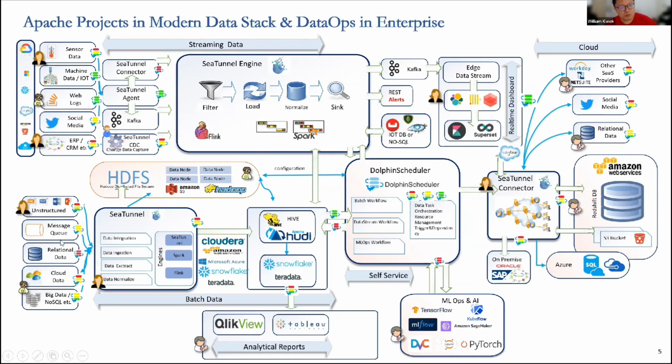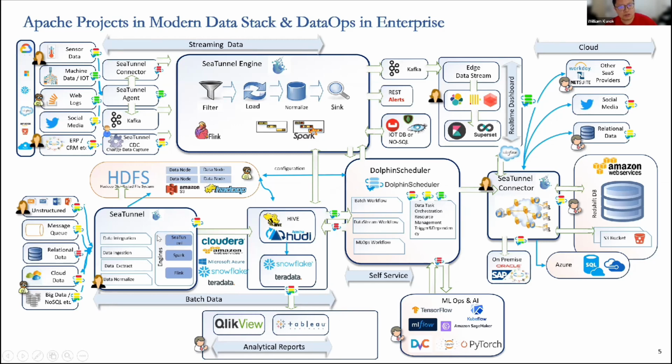And the other way we call batch data. Batch data will be generated from unstructured data, like files or message queues, or relational data, or cloud data, or some NoSQL data, big data systems. And you can use SeaTunnel to collect the data together. And then SeaTunnel can sync the data to HDFS or S3 for further usage.